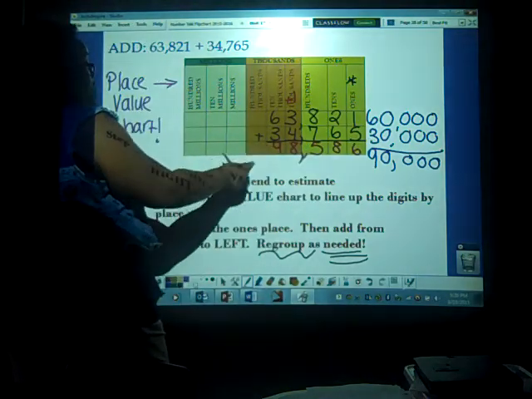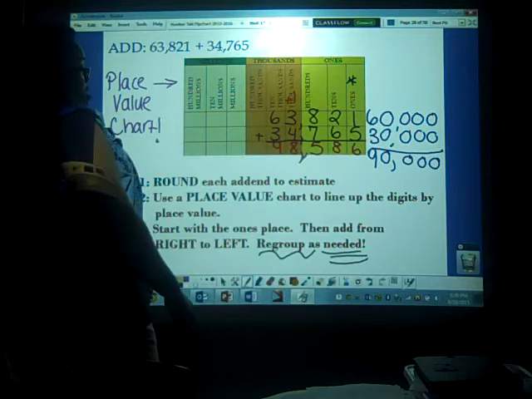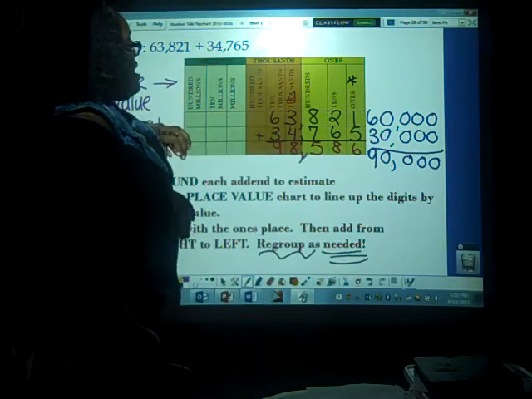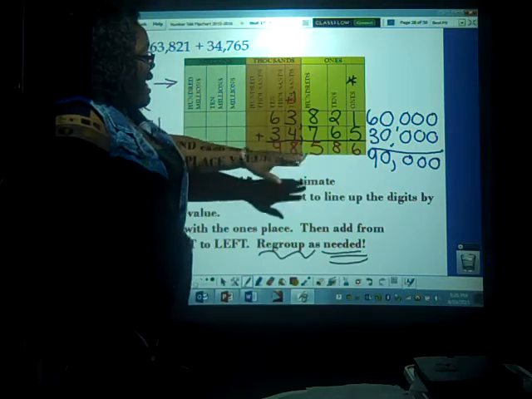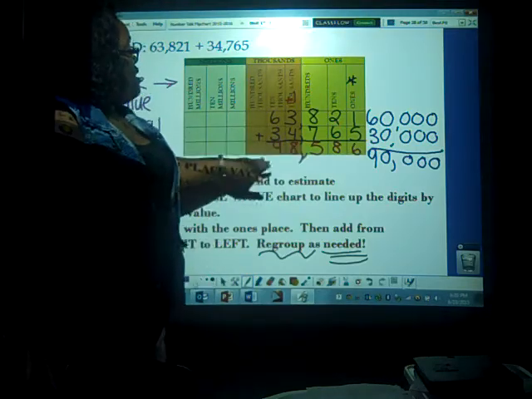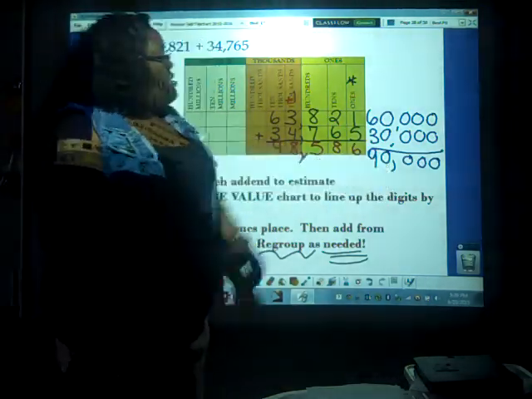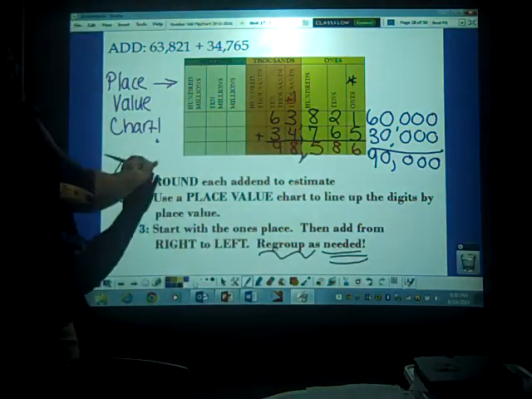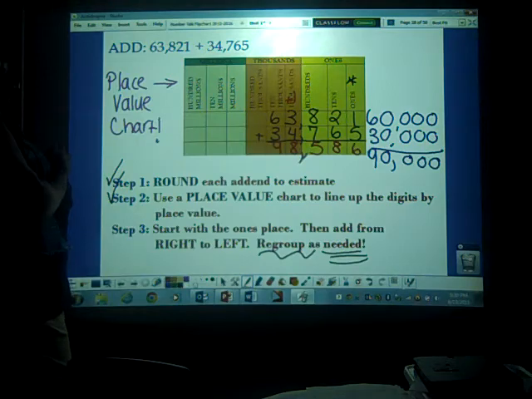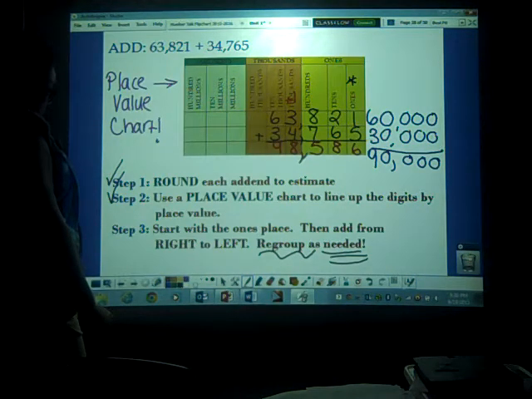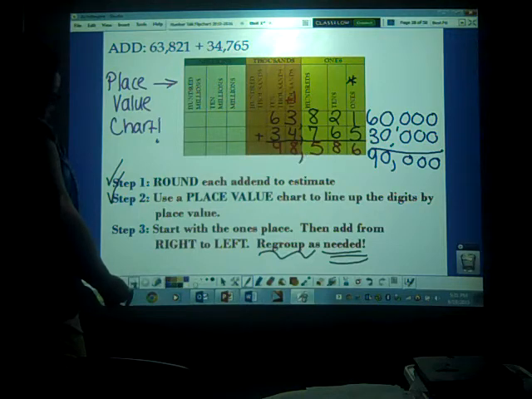So my sum for 63,821 plus 34,765 is 98,586. So it's around 90,000. When we did our rounding, it's around 90,000. So hey, doing pretty good. Now, let's go ahead and move on. And we did that. Check.